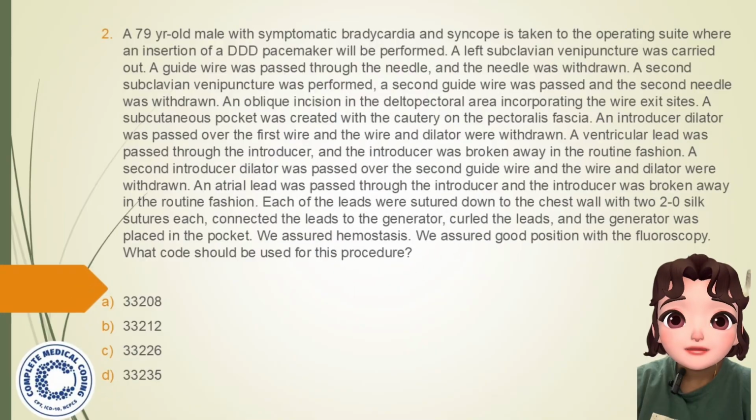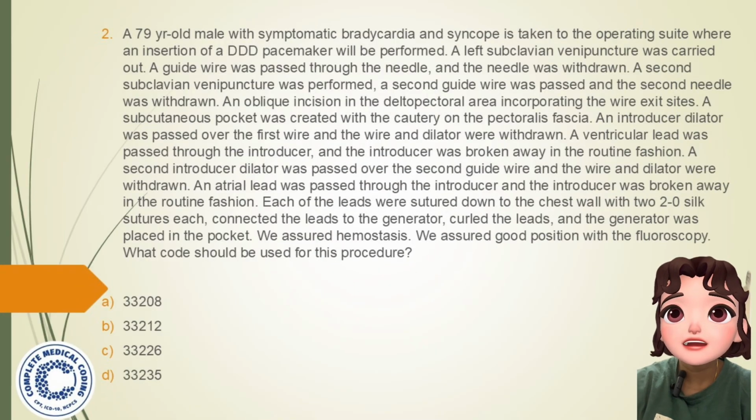Let's move to the second question. A 79-year-old male with symptomatic bradycardia and syncope is taken to the operating suite where an insertion of a DDD pacemaker will be performed. A left subclavian venipuncture was carried out.